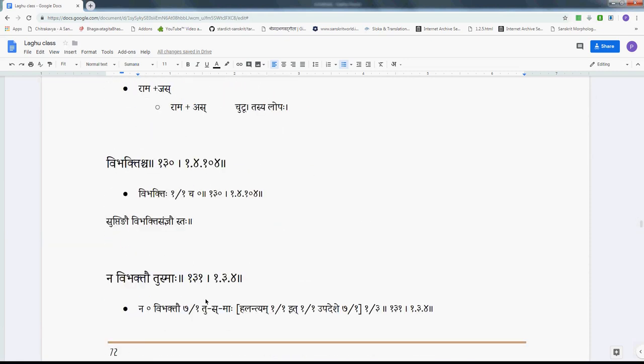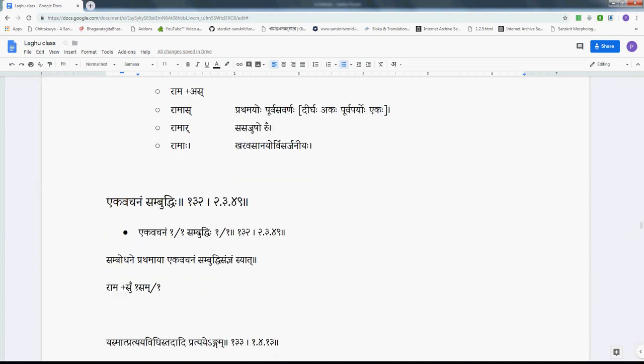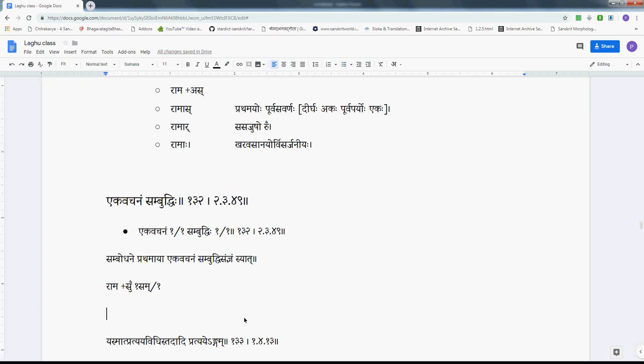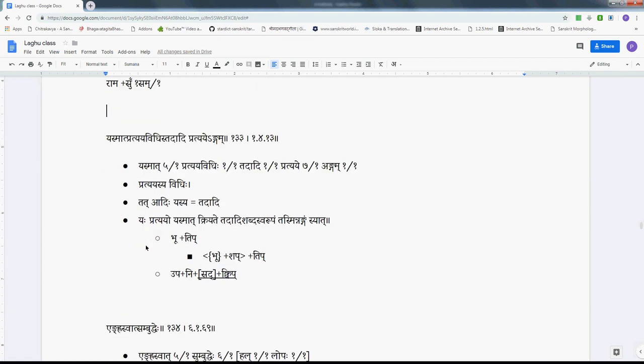The Sutra says, Ekavachanam Sambuddhi. So, Ekavachanam, nothing else is there. Ekavachanam Sambuddhi Sanya Syat. See, Sambodhane Prathamayaha, Ekavachanam Sambuddhi Sanyam Syat. That's all. Not for Rama Shabda. Rama Shabda here is an example. He is deriving Rama Shabda, Sambodhana Prathama. Therefore, he needs Sambuddhi Sanya because he is going to add these sutras where Sambuddhi is used.